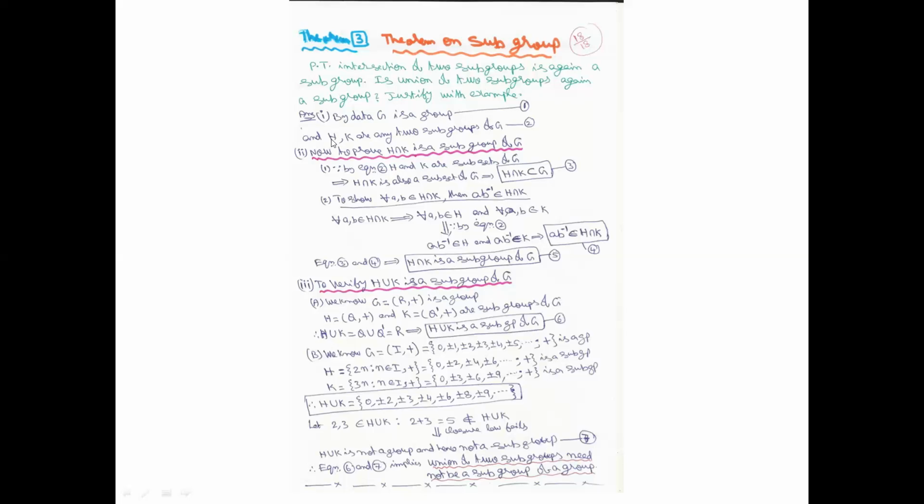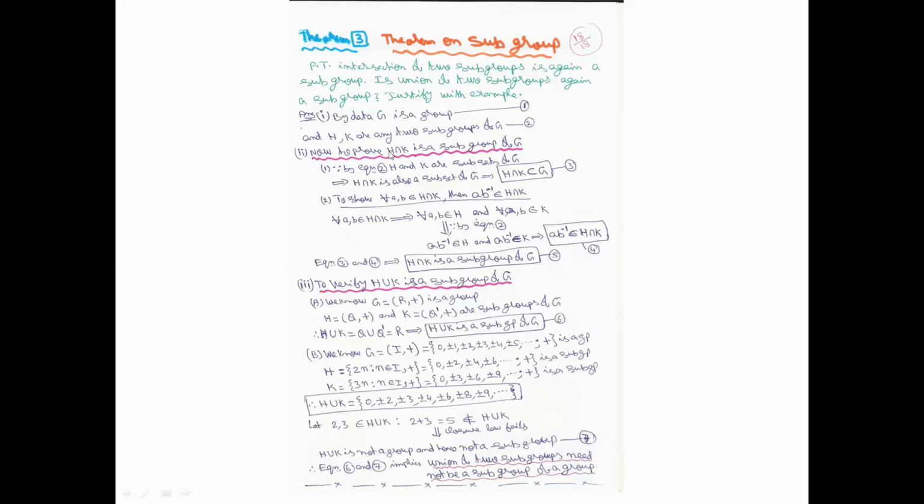Now consider any two subgroups, say H and K. Here, what are H and K? H and K are any two subgroups of G. Call it equation 2. Second step, we want to prove H intersection K is a subgroup. Further, we want to know whether H union K is a subgroup or not. Once again, second step.